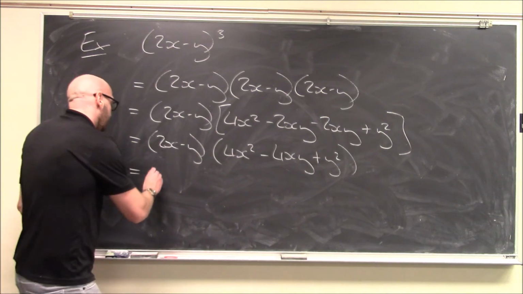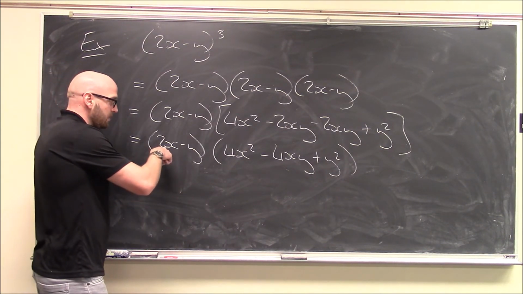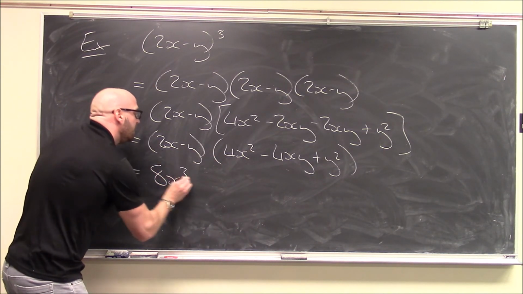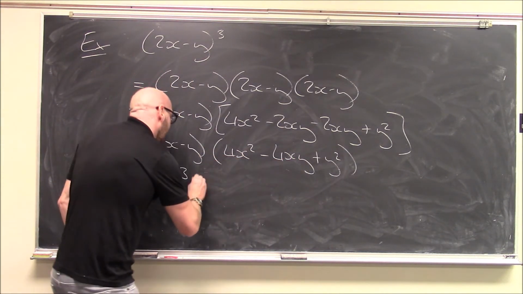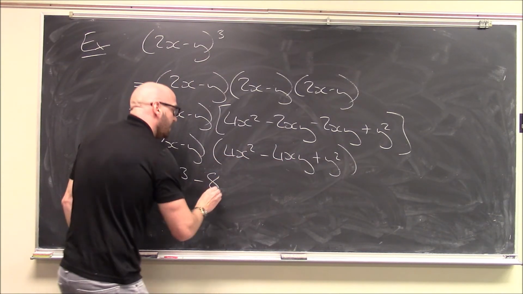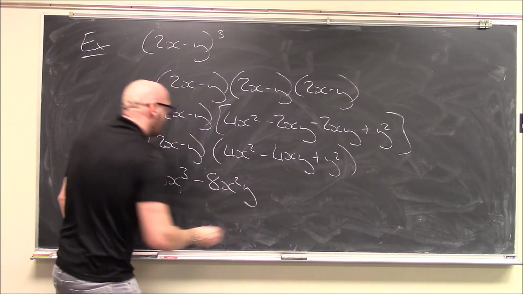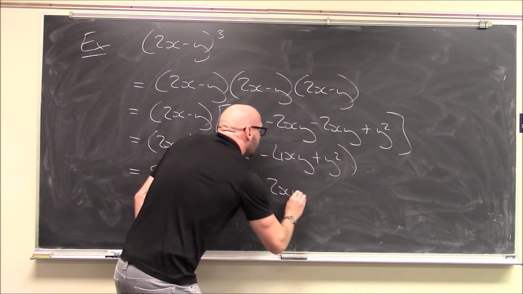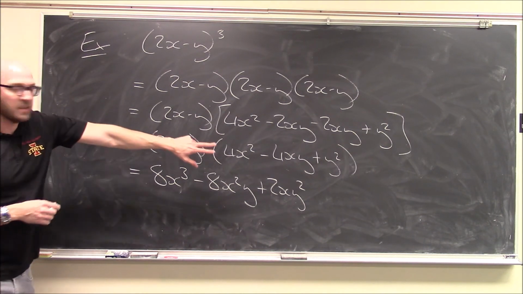That's all we do. So now what does this mean? This means 2x. We'll do this all mentally. So what do I have? I've got 2x times 4x squared is 8x cubed. Then we've got 2x times minus 4xy is minus 8. How many x's do I have? x times x is x squared, and a y term. And then 2x times y squared is plus 2xy squared.